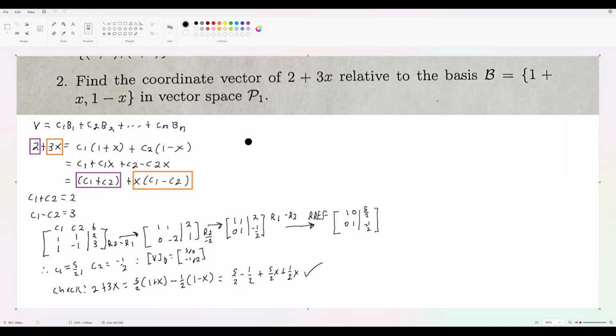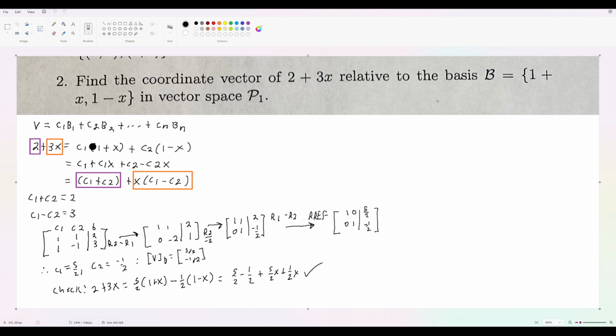Alright, the second one is basically the exact same thing, except we're doing it with polynomials, so there is a bit of a difference in how we approach this. We're going to do the same thing again: v equal to some scalar of basis vector 1 plus C2 basis vector 2, and so on all the way up to cn bn. But here we specifically want to look at the coefficients and their degrees for the terms. So we have some constant 2 and some first degree 3.